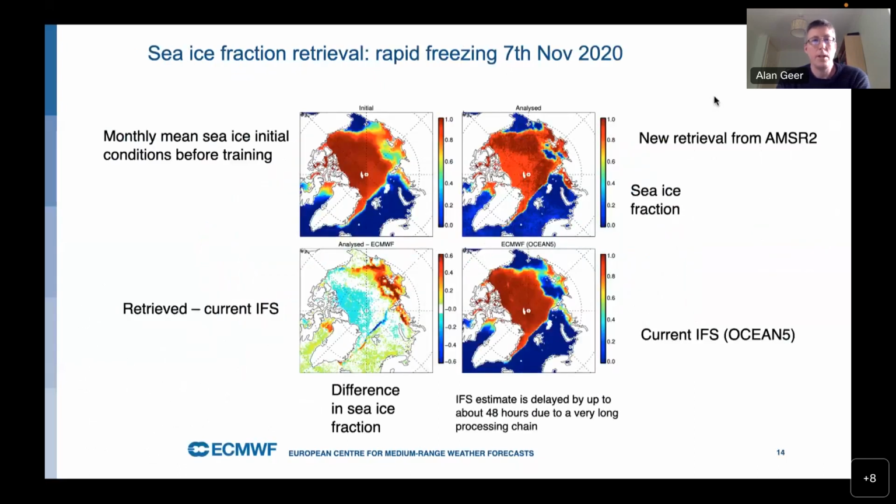Just to show the sea ice fraction retrieval itself on the same day, here on the top left is the monthly mean initial conditions before training, the retrieved sea ice surface emissivity on that day from the empirical hybrid physical model. And below is the existing initial guess and fixed guess of sea ice that comes from the Ocean 5 processing that's available to the atmospheric data assimilation.